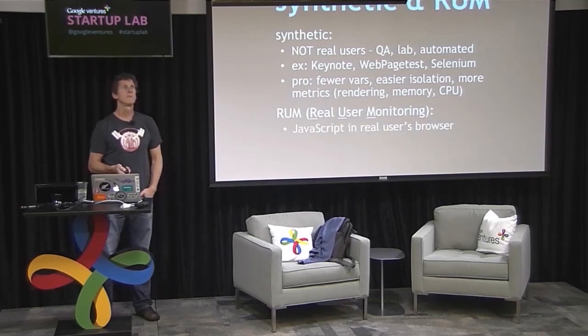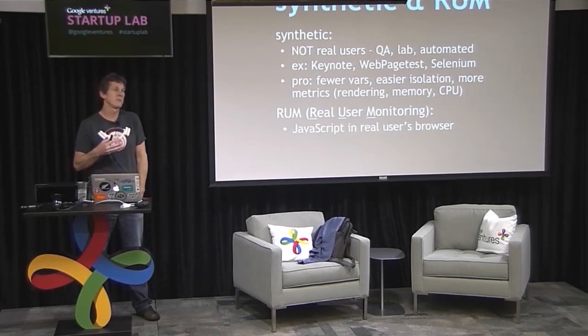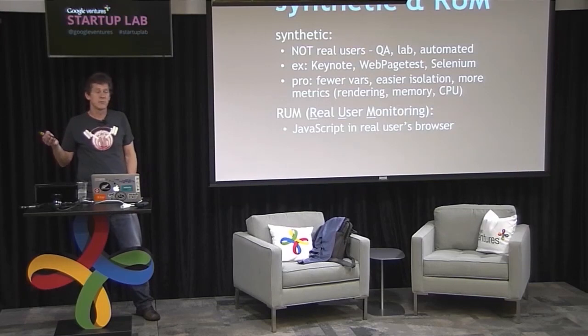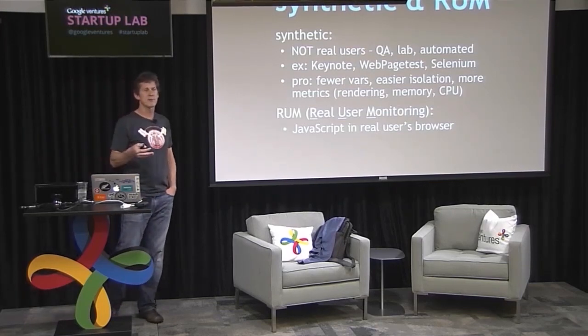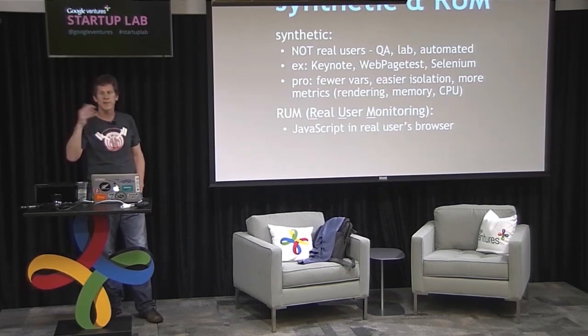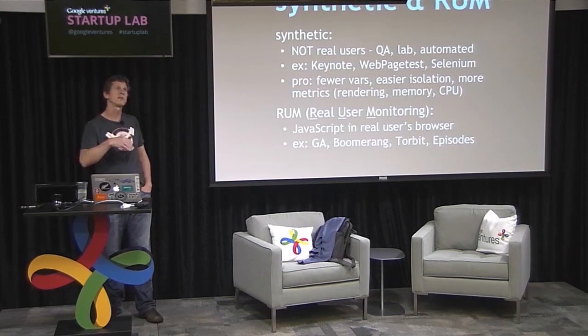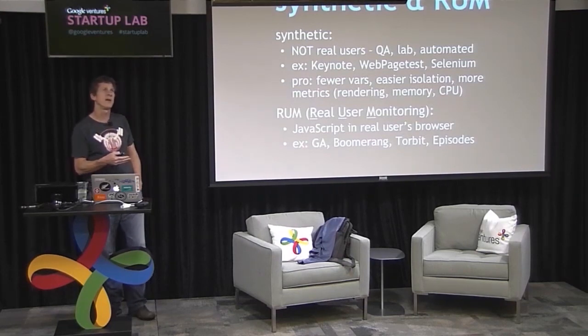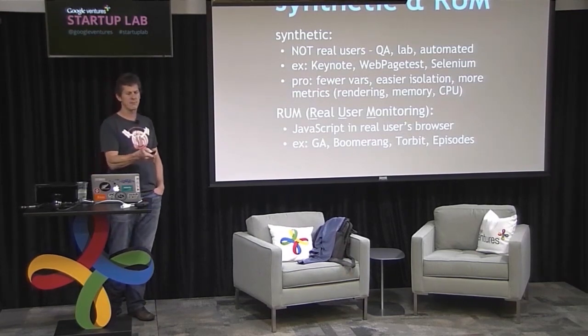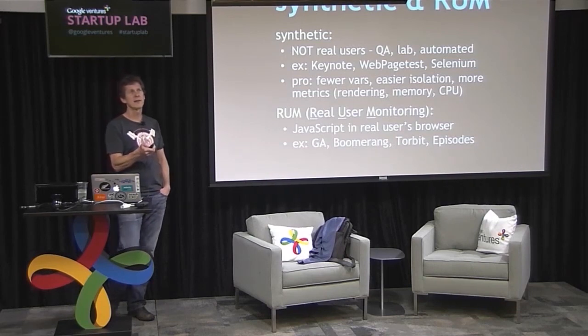RUM is metrics gathered from your real users, from the people who are hitting your site every day. It's typically done with JavaScript inside the browser. There are things that you can measure to see how fast it is in different parts. You can't use it to measure rendering as well. It's a little harder. There's nothing built in automatically.